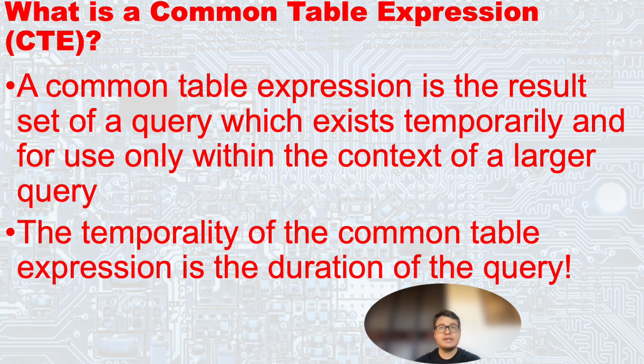So for instance, I can say with alias 1 as open bracket and then a select query and then a closing bracket. For now, there's no need to add any particular semicolon because it's going to be part of a larger query, okay? Now, when we set it, we have those values saved temporarily for the duration of the main query, okay? And that is it. The temporality of this common table expression is the duration of the query. Just to re-emphasize.